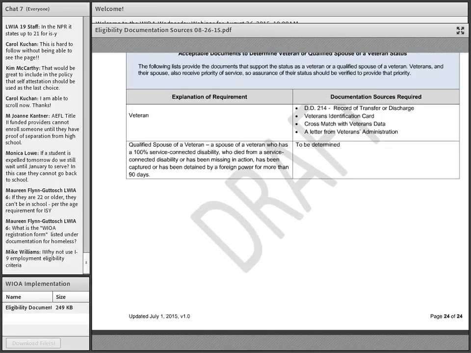And one last thing on that thought process, both the veteran and the qualified spouse of a veteran, these deal with the priority of service. Those 2 criteria do not make anybody automatically eligible for any WIOA programs. It does make them a priority.